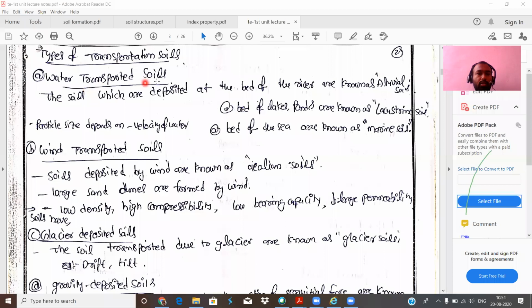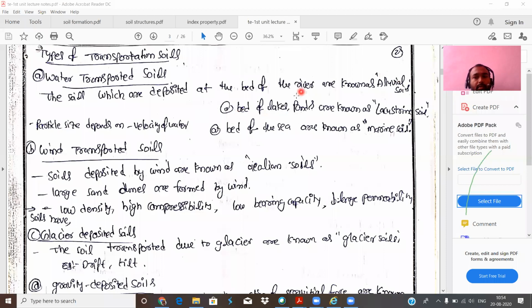In the first, water transported soils, if the soils are deposited at the bed of the river, then it is known as alluvial soils. This type of soils is available in Telangana and AP region. Next one, the soils deposited at the bed of the lakes or ponds.